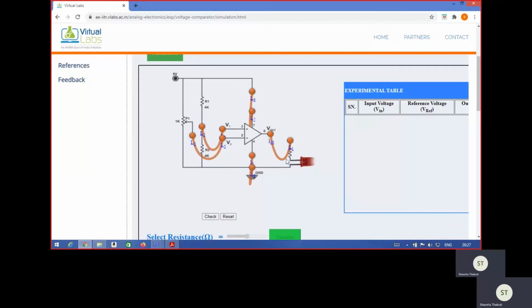In this way we have to make all the connections. Then we can check all the connections. When we click on this check tab and the message displayed here is right connection, that means we have made all the connections in the right way. Now we can start our experiment.